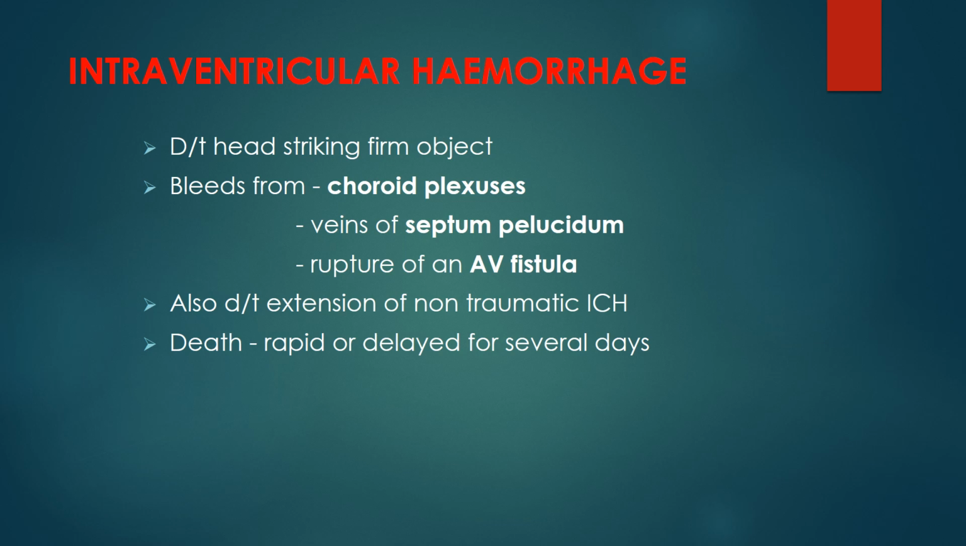In traumatic cause, there will be a blow to the head or the head is struck with a heavy object, and that has led to rupture of some vessels and bleeding into the ventricle. The usual source of bleeding is the choroid plexus. However, in non-traumatic cases, an intracerebral hemorrhage due to hypertension or CVA can extend into the ventricle, and it is usually fatal if not treated or removed.